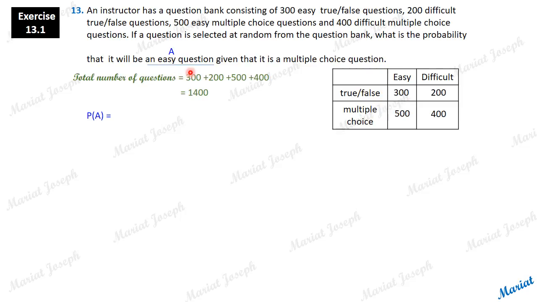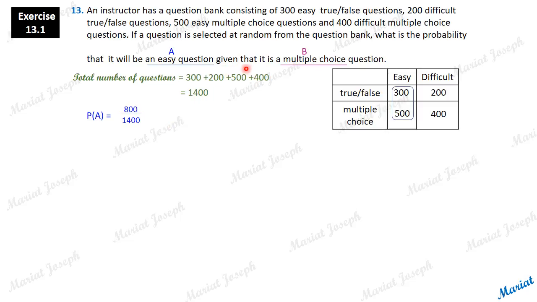Now, the given conditions whose probability need to be found out, let us name. An easy question. The selected question is an easy question. It is a condition. Let us call it event A. Probability of A will be, out of 1400, total number of questions which are favorable to this condition. Altogether, how many easy questions are there? 800 easy questions are there out of 1400. So probability of the question being selected is easy question is 800 upon 1400.